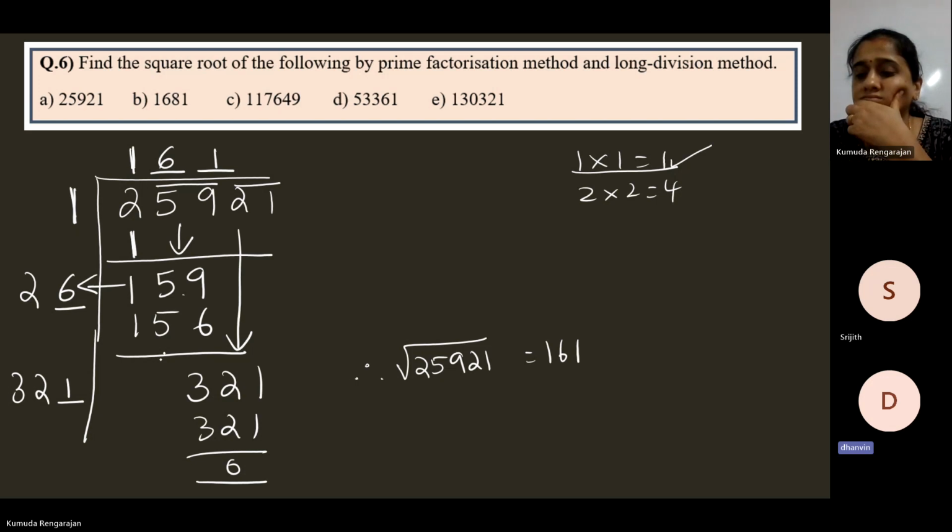Ma'am, the third question. The first answer is 3 into 3, 9, ma'am. The remainder is 1, ma'am. The remainder is 2. Yeah, 2. 3 into 2 is 6, ma'am. But 61 into 61 itself is more than 300 something. They should put 0. Okay.